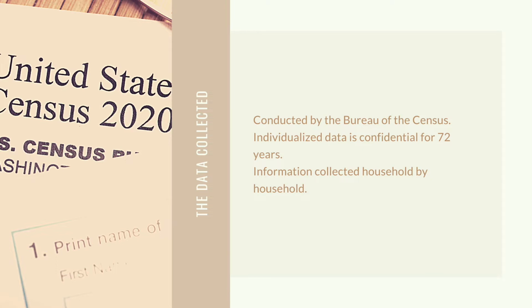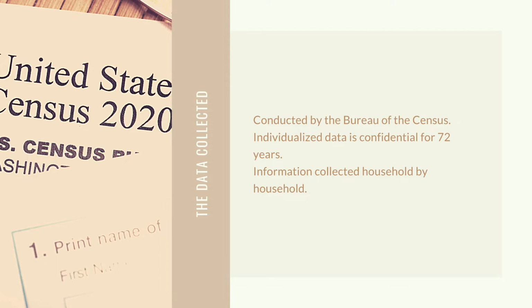One of the requirements of the code is that the information collected would be confidential for a period of 72 years. Now, if you're wondering why we're making this video today, it's because the 72-year period of limitations ends this month for the data that was collected in the 1950 census. In other words, soon there's going to be a huge amount of new data available for you to look at and to learn from.